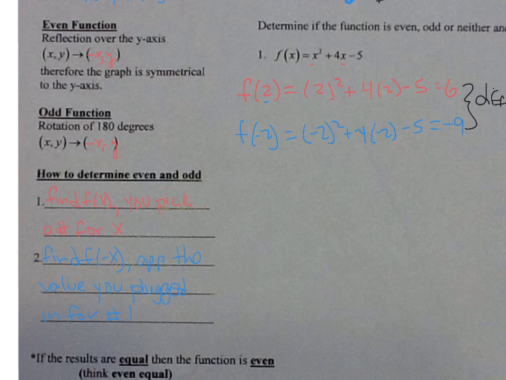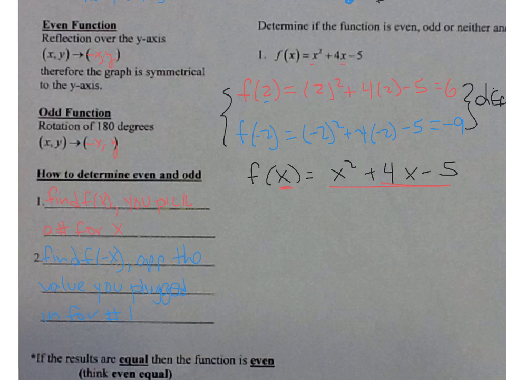Okay, so now we want to be able to show this algebraically. We did it using a number here, so now I'm just going to rewrite this. f of x is equal to x squared plus 4x minus 5. Okay, and now I have my x value. My input here is x. My output here is my y.